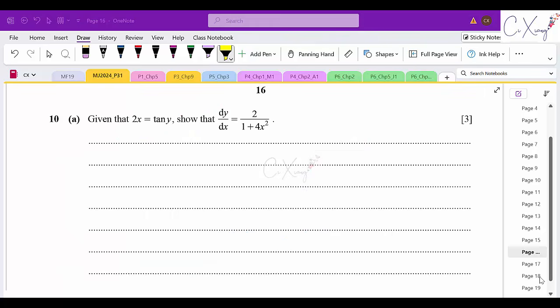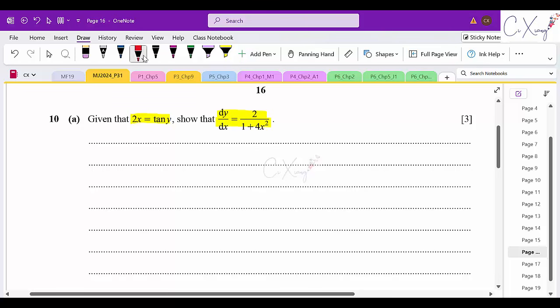Okay, so we are now at the last question for this paper, question number 10. Given that 2x equals tangent y, they want us to show that dy/dx equals 2 over 1 plus 4x squared. For this equation, we have 2x equals tangent y. Some students might want to change it to y equals tangent inverse 2x.